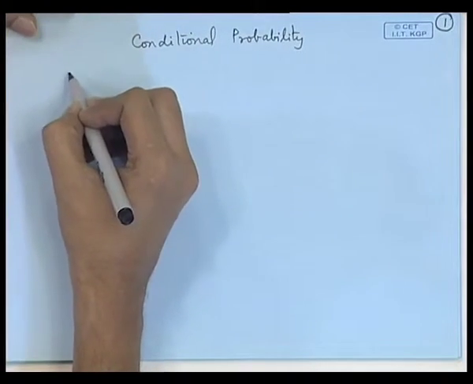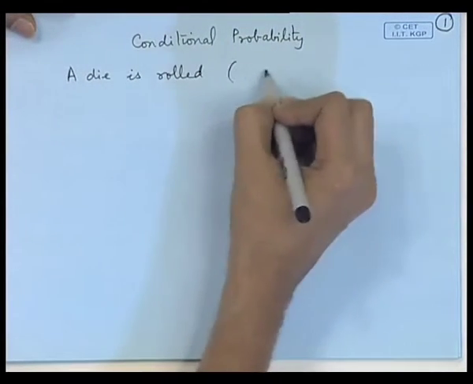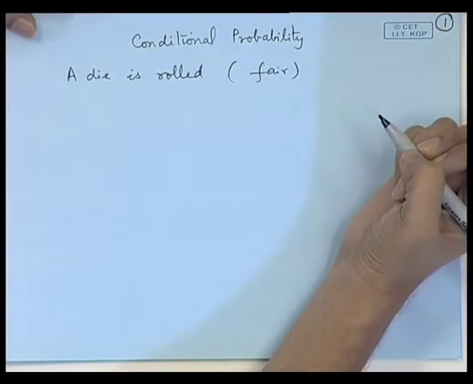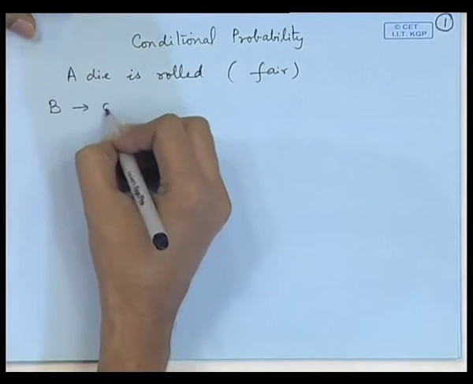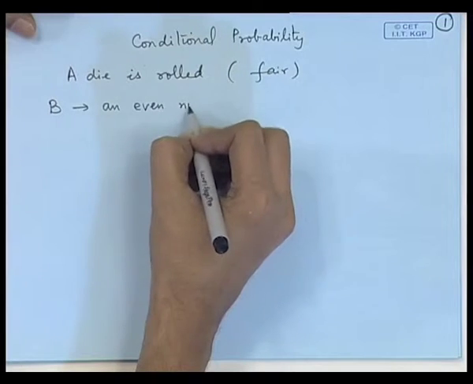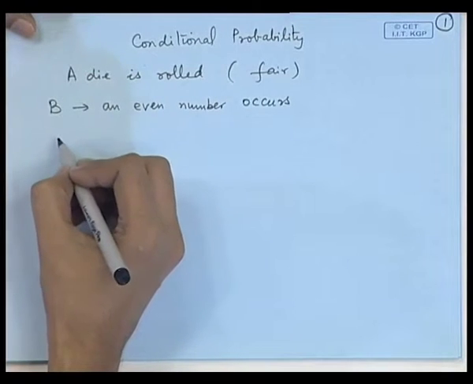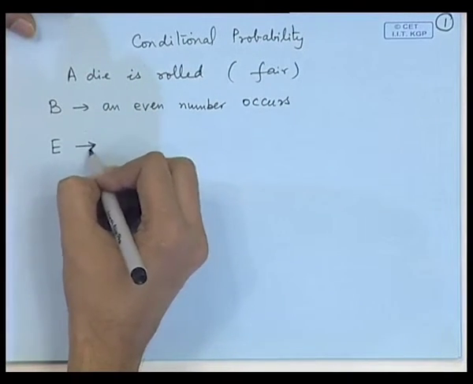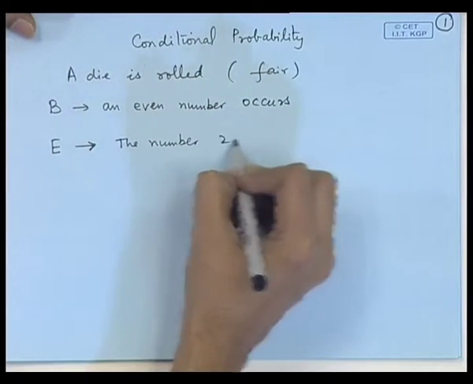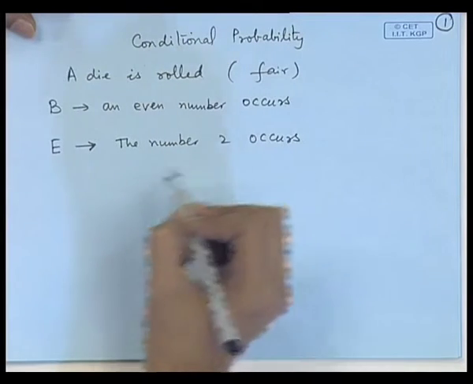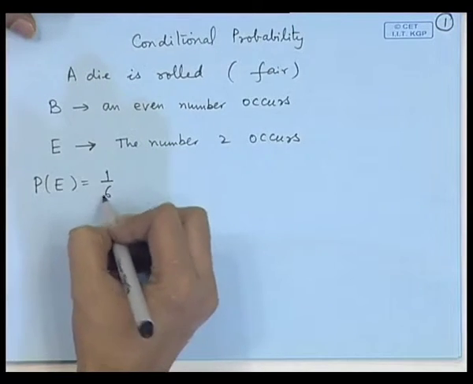Let us take a very simple example. Suppose a die is rolled, and suppose it is a fair die. Let B be the event that an even number occurs, and let E be the event that the number 2 occurs. Now, the probability of E is equal to 1 by 6.